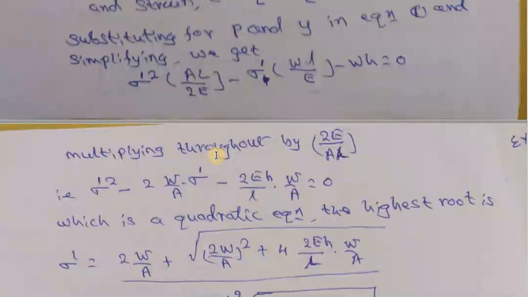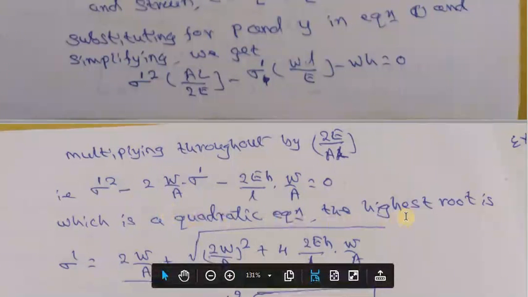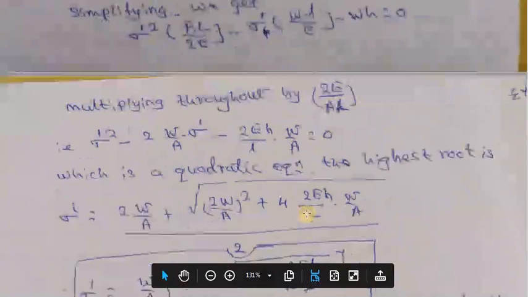So when I do that, I will get a term as sigma dash square minus 2 into W by A sigma dash minus 2 EH by L into W by A is equal to 0. So if you see this equation, it is the equation of the form x square minus something x minus constant is equal to 0. So this is going to be a quadratic equation which has two roots.